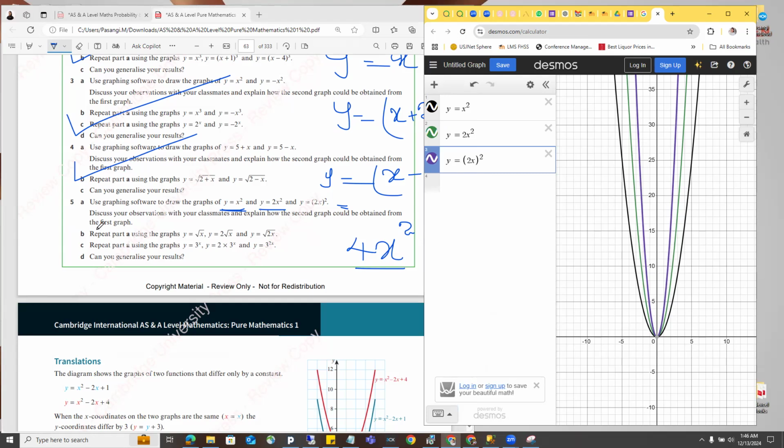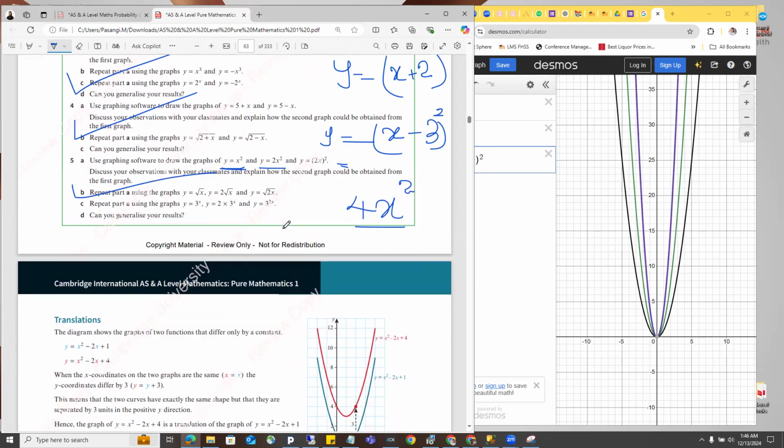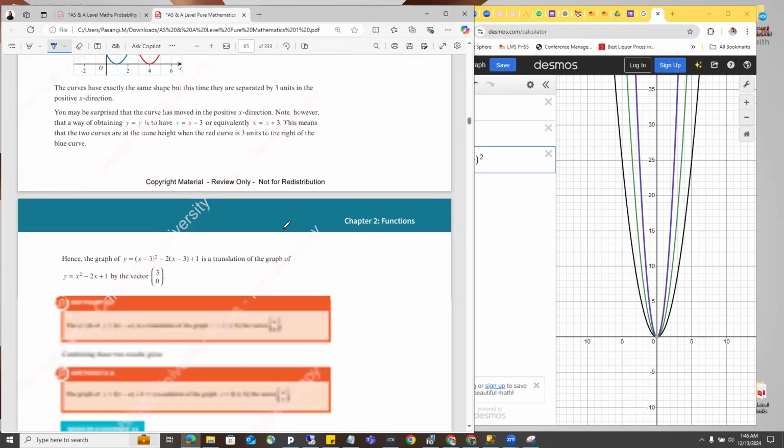Okay, is it clear for you, the simple transformations, whatever we have done so far? Okay, we do it like this.